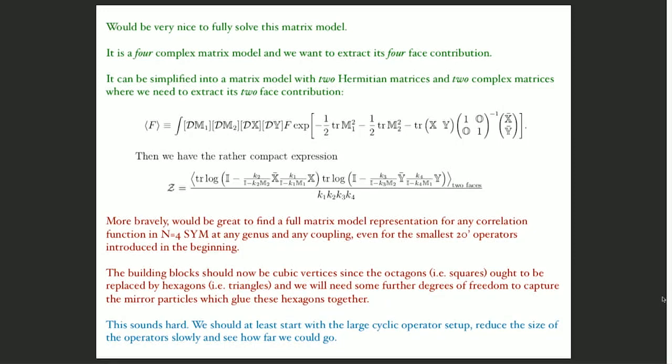Now, we could simplify it a bit into 2 Hermitian matrix models and 2 complex matrix models, and then there is some other representation. This is just technical. You just resolve the quartic vertices into cubics, integrate out a few things, and at the end of the day, you get this. So what's the physical interpretation of an expression like this, where now we have 2 Hermitian matrices and 2 complex matrices, and the octagon enters in the off-diagonal propagator between these matrices?